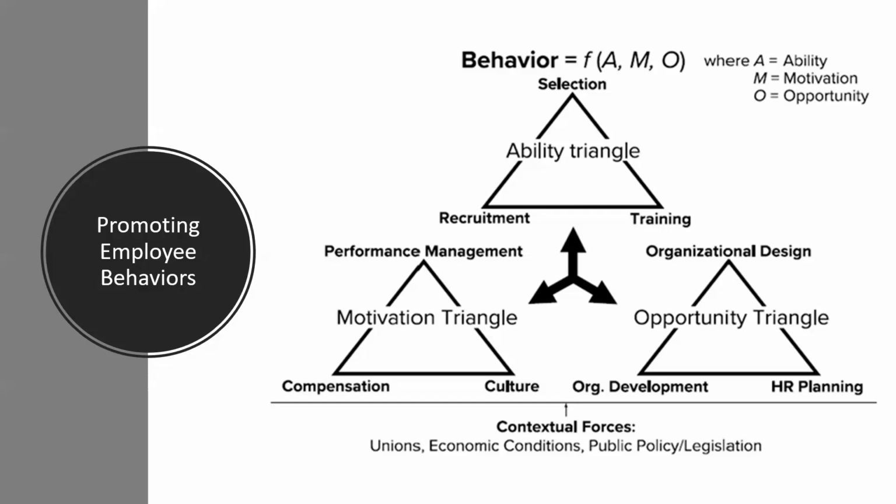And then on the very bottom of this graphic, we have these contextual forces. These are forces that still affect what's going on within our organization. They can also affect employee behavior, but they may be things that are outside of our control. So things like working with unions, economic conditions like a recession, or right now where some organizations still can't find the employees they need because the employment rate is so low, or public policy and legislation that changes the requirements of how we operate our businesses.